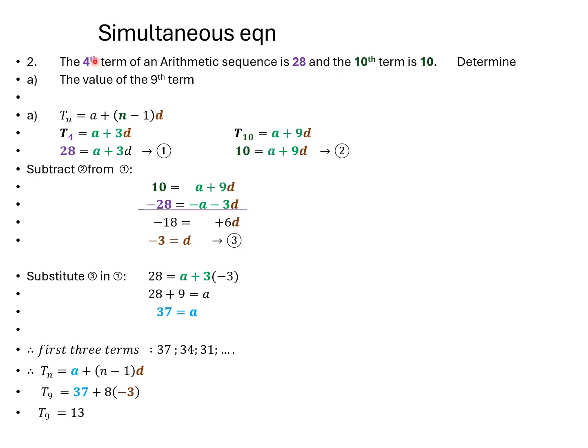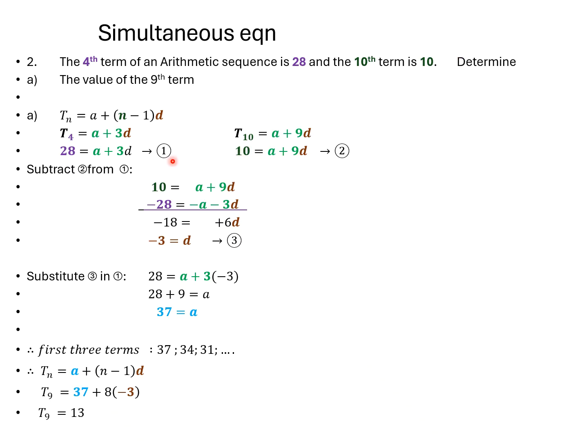Right, so again for term 4, it's going to be a plus 3d. 4 minus 1 gives me 3d, right? And that equals 28, so a plus 3d equals 28. Term 10 would become a plus 10 minus 1, which gives me 9d. And term 10 equals the value 10, so 10 equals a plus 9d.